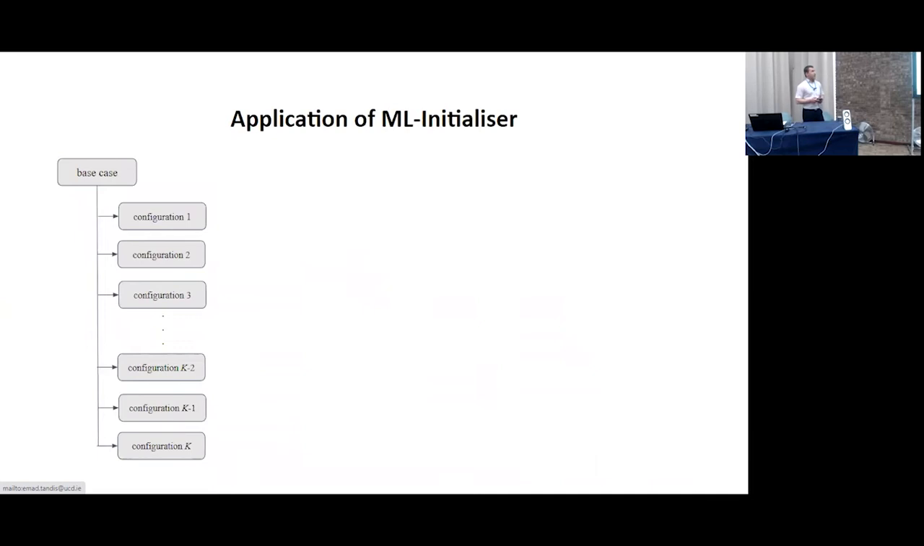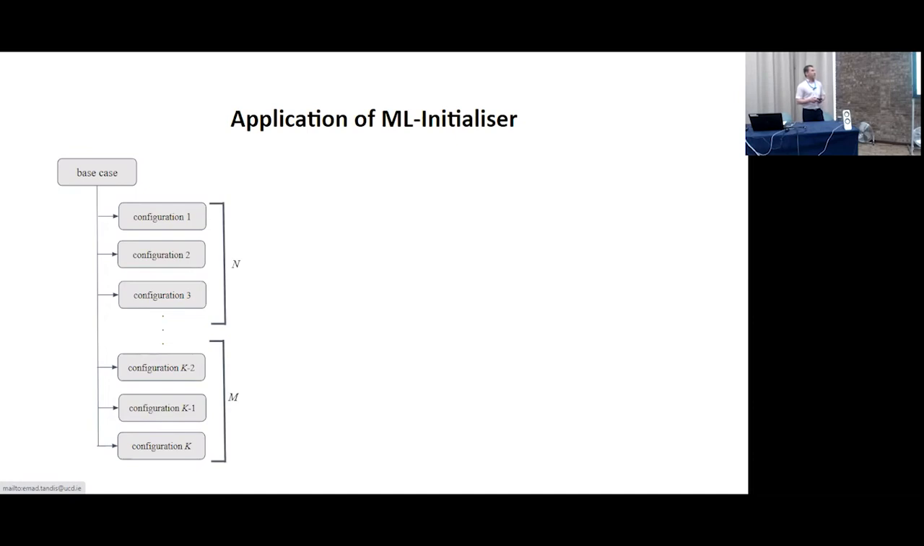So the application of the ML initializer that we want to check here is to solve a base problem with many configurations. And here we focus on different geometries of the same problem. Imagine that we have a problem with different geometries and we want to see what the effect of geometry is on the solution field. One way is to use the regular CFD or regular OpenFOAM solver to solve one by one without taking advantage of the prior solution.